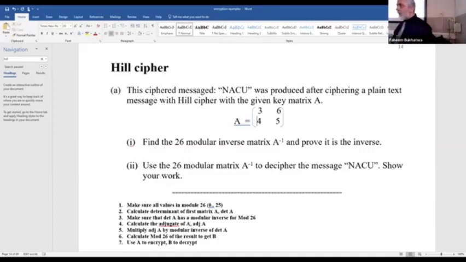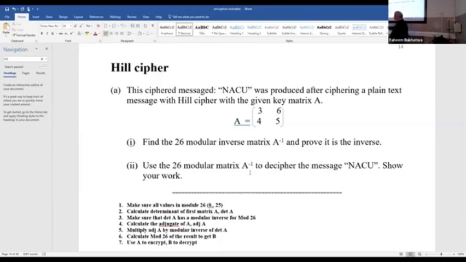So why don't you start? Here are the steps. Make sure that all values in the matrix are in modulo 26. That means all the values in that matrix are not negative, they're not below 0, and they are not above 25. Then calculate the determinant of the first matrix.